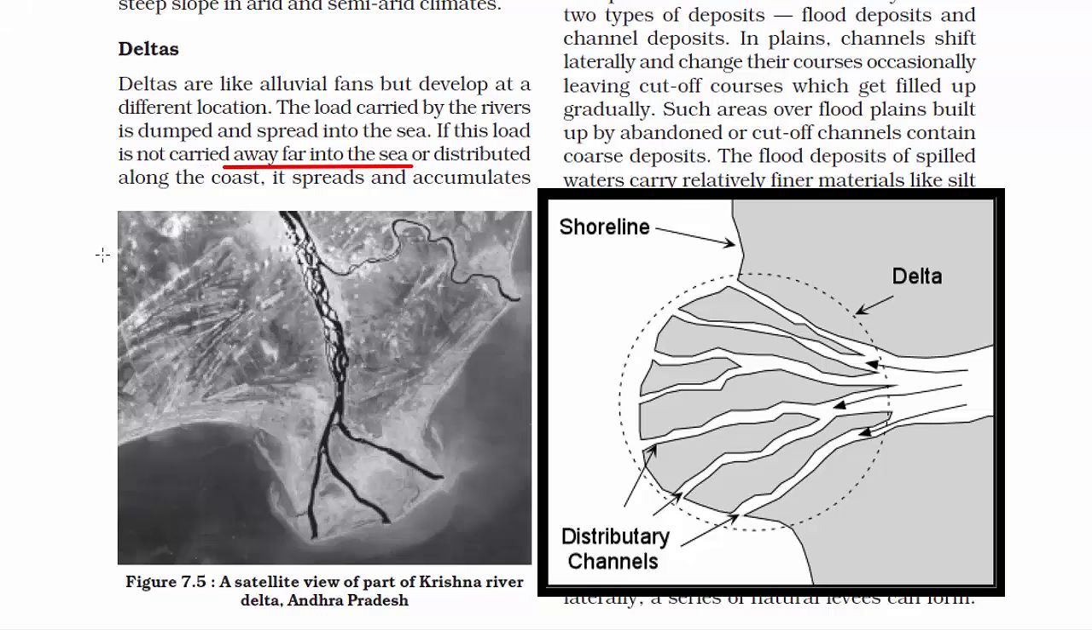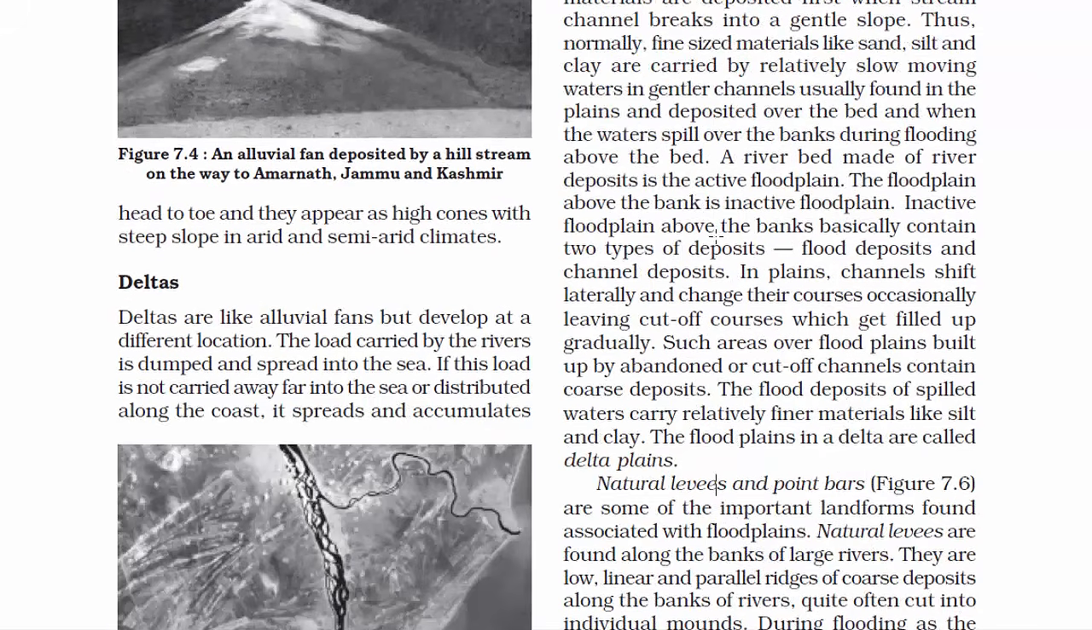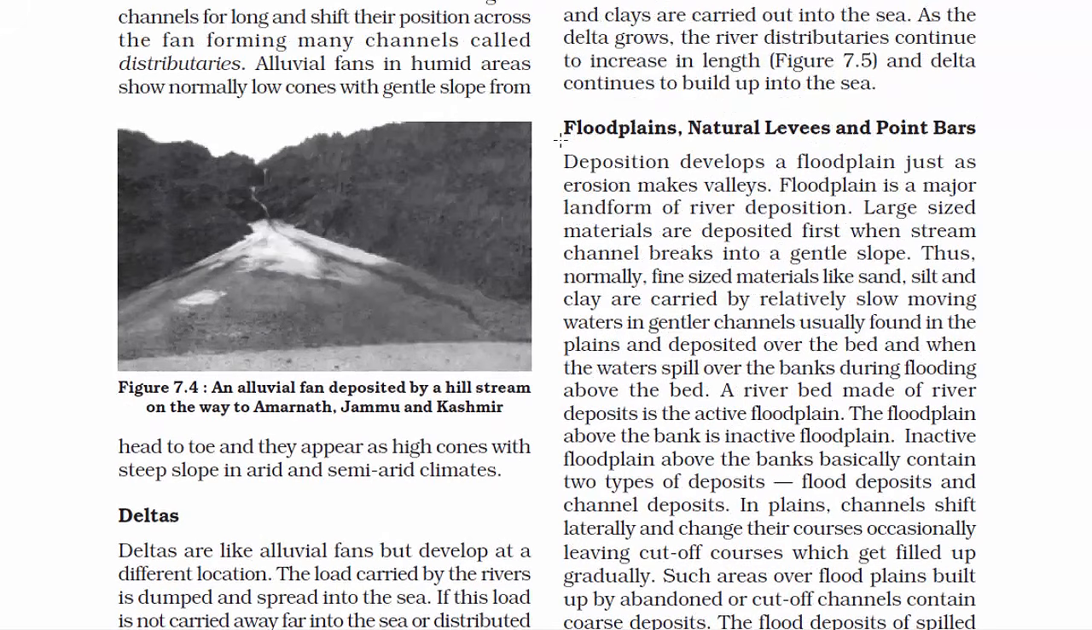Due to the stillness or slow movement, the sediment starts to deposit. As a result, deltas are formed. The third type of depositional landform is floodplains, natural levees, and point bars. Now, what is the meaning of the word floodplain? An area or a plain land that is subjected to flooding. This area is especially a low-lying area adjacent to a river.